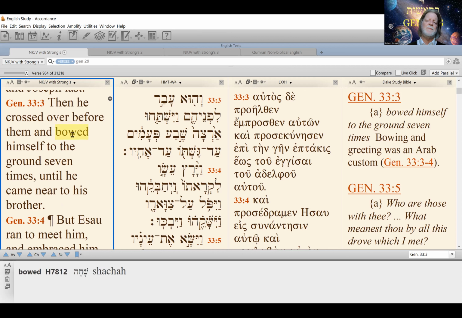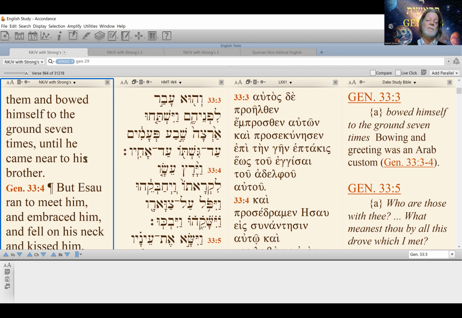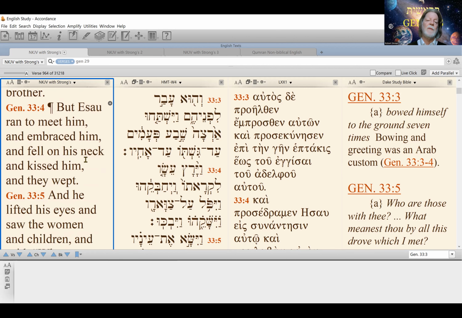And this bowing, bowing himself to the ground, Shachah, bowed. It's kind of related to the word for praise in the Bible. So anyway, it's just showing respect. I don't know what the equivalent would be nowadays. I guess people still bow before royalty, don't they? So he's treating Esau with great respect, hoping Esau won't cut his head off.